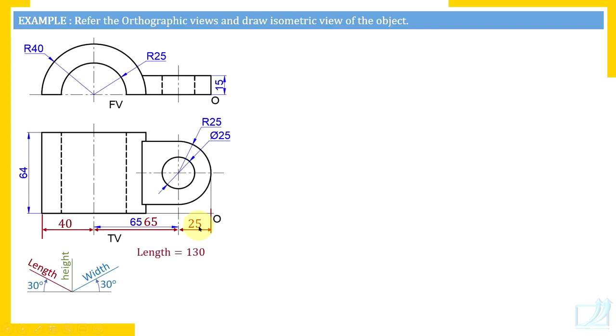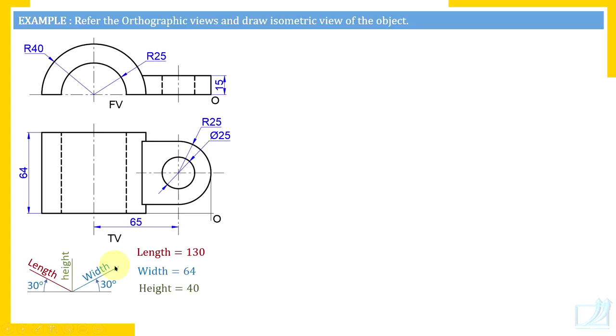130 millimeters is length. Width, in the top view, vertical dimension is width. Width is 64. Height of the object is 40 millimeters. So height 40 and width 64. With these three dimensions, we'll construct a rectangular box.